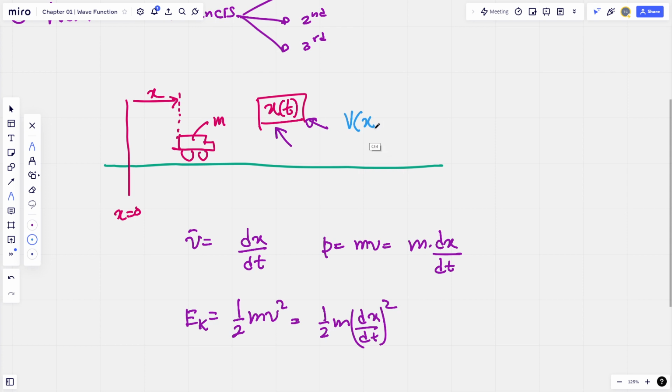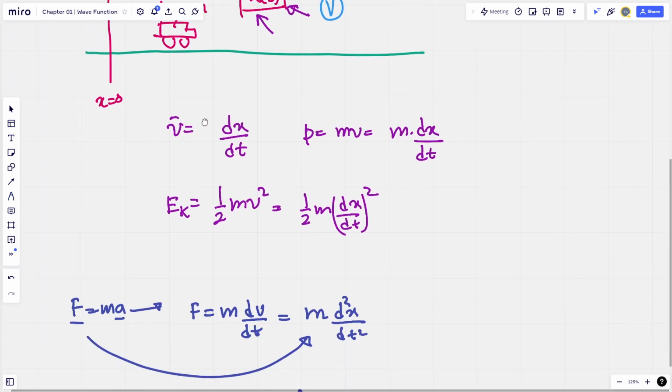Let's say it's V of x, or y, or time. There can be a lot of variables that change this potential function of the field, which is the potential function of the field where the object or the vehicle moves.